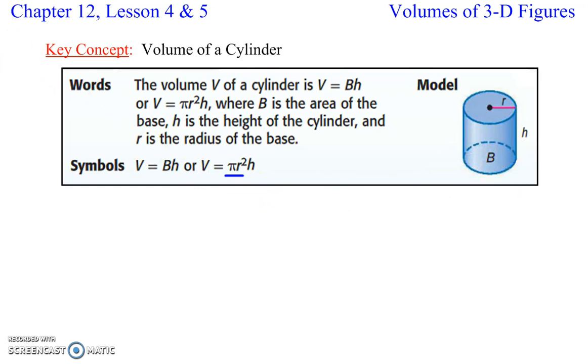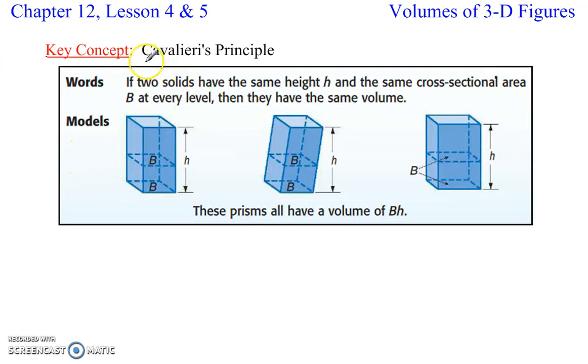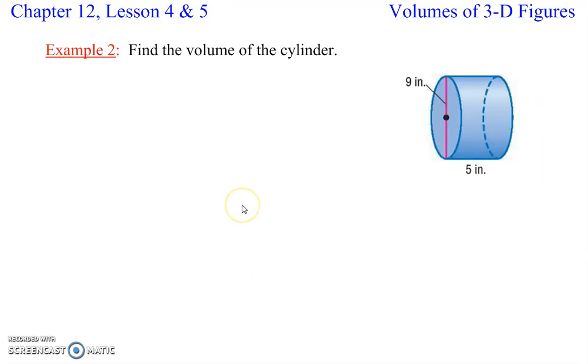So now, one thing to know about is Cavalieri's principle. He discovered that if you have an oblique prism, and the prisms have the same height and the same cross-sectional area, that means you can cut it somewhere in between and that's the same area, then they will have the same volume. So if it's oblique, you still just find the area of the base and multiply that times the height. And that's Cavalieri's principle.